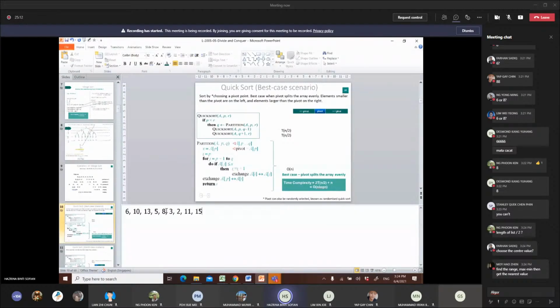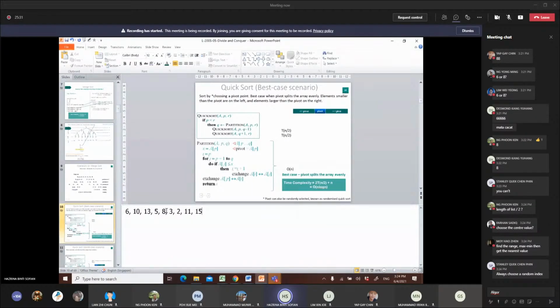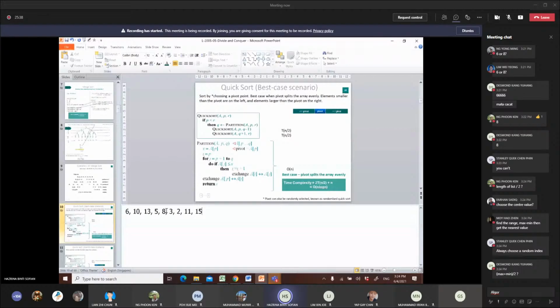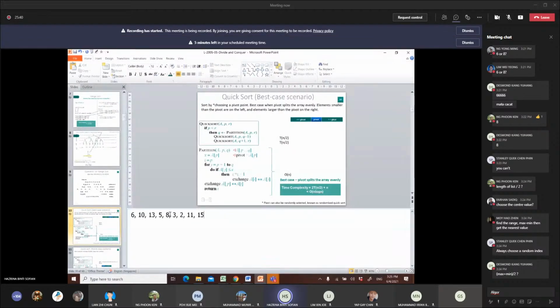Okay, Farhan, choose the center value. Yes, choose the center value. Moi, find the range, max, min, then get the nearest value. Get the nearest value to what? The middle, is it? Farhan, you almost got it right. You need to get the center value, not the center index number. Always choose random index. Okay, that is also okay, because random will always get like 50-50.